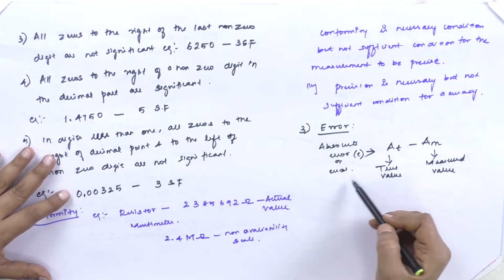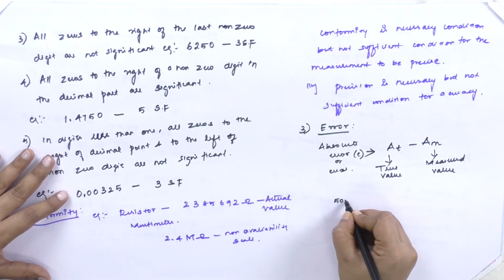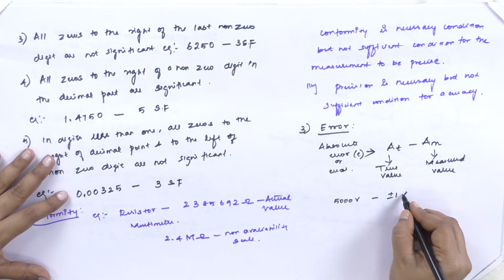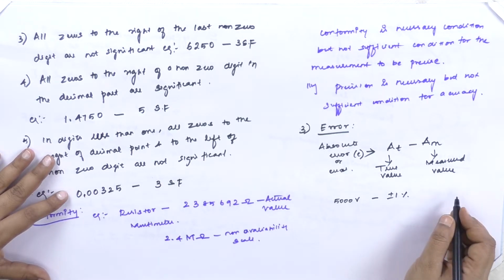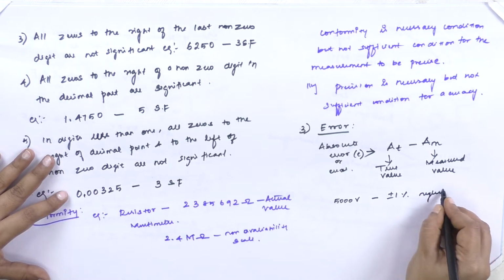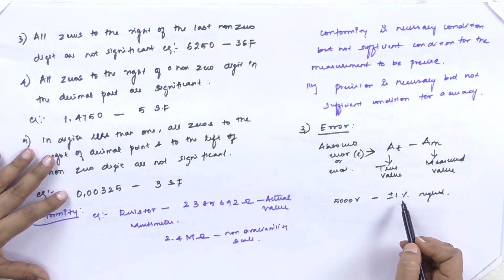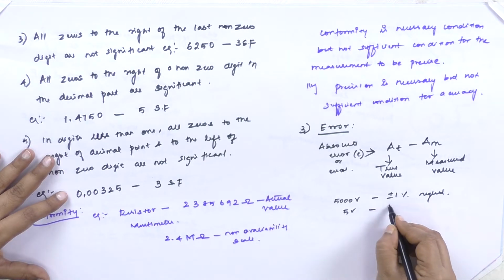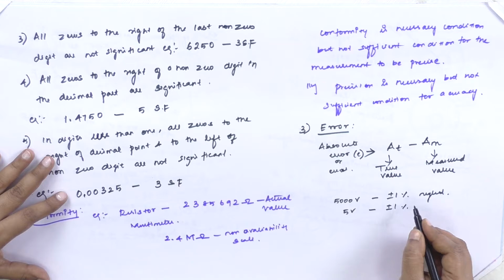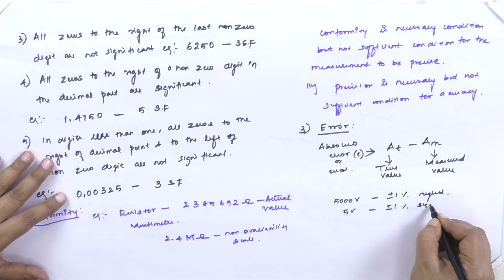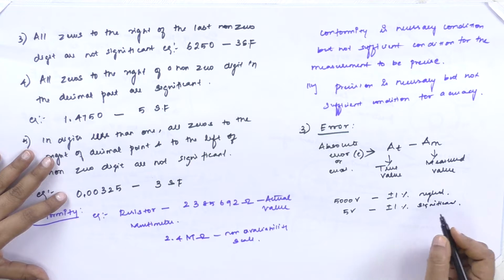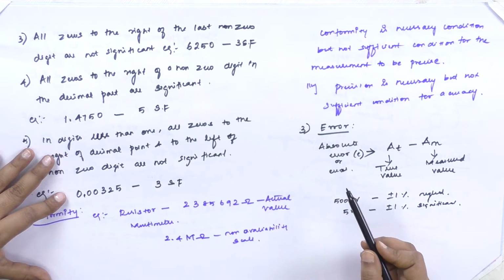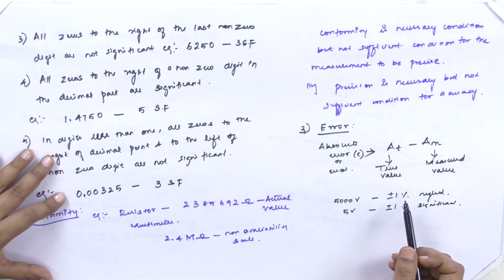While measuring, if you want to measure a voltage in the range of 5000 volt, an absolute error of plus or minus 1% is not significant, so we can neglect it. But if you want to measure 5 volt, in this case an absolute error of plus or minus 1% is significant. It creates more error. So instead of mentioning the absolute error, the error is expressed in terms of relative error or percentage error.